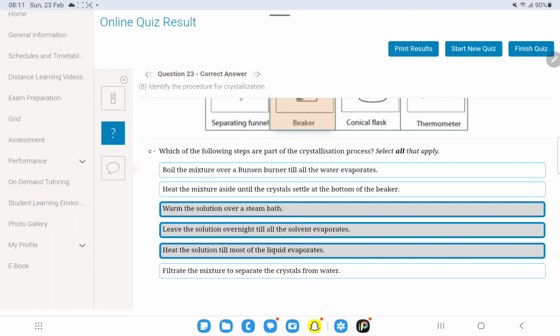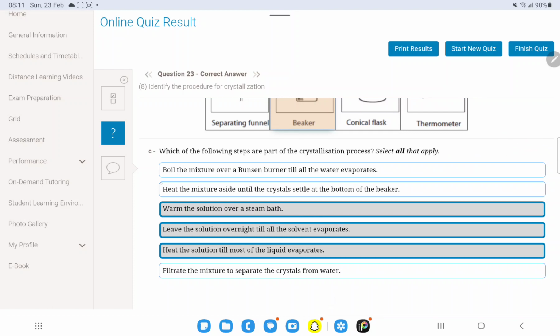Now we know in crystallization, we never heat the mixture until all of the water is evaporated. We leave only some water in it, and it dries naturally, or we heat it over a water bath.